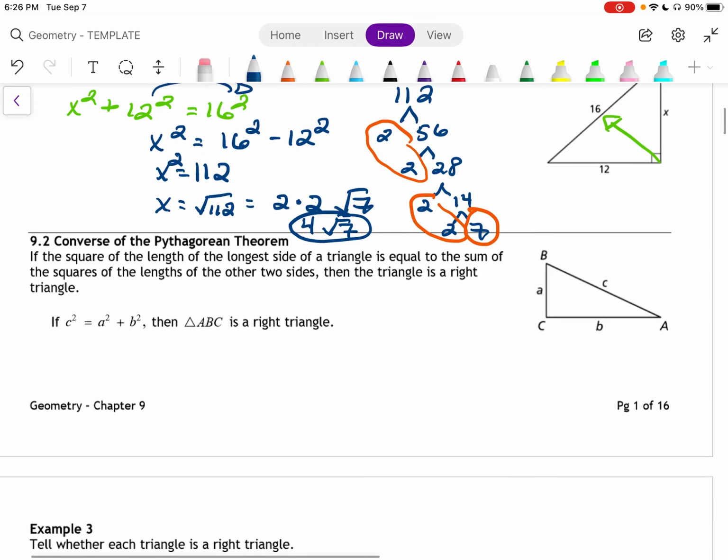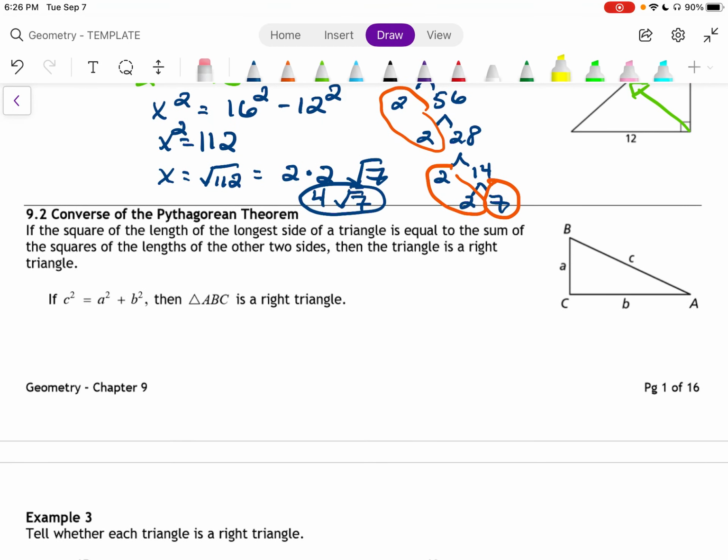All right, 9.2, the converse of the Pythagorean theorem. So this one, converse, right? We think of converse as thinking of something as backwards, right? So it's the Pythagorean theorem only backwards. And you guys can read that text there, but it says here, if c squared equals a squared plus b squared, then the triangle is a right triangle, right? So it's going backwards. If you're given the sides, and you're able to plug the sides into the Pythagorean theorem and it comes out to be true, then you know it's a right triangle.